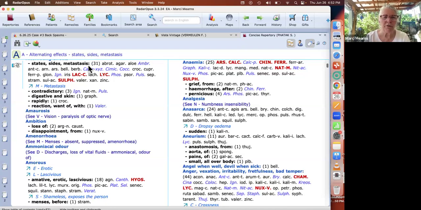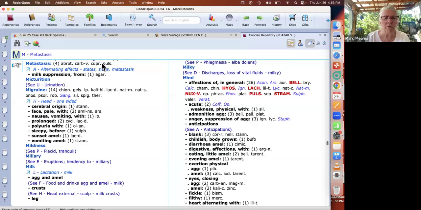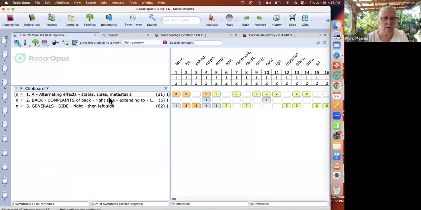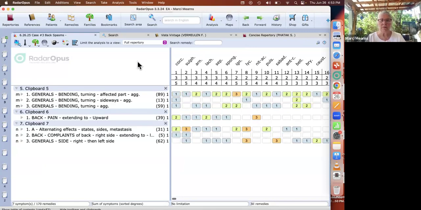Alternating effects, alternating states, alternating sides, metastasis. So it jumps around or moves around. Let's see what this one says, metastasis. Oh, it's too small to be of any use, but alternating effects is kind of nice, isn't it? Yeah, so I wanted you to see that. I took that one and of course I combined it with everything else for the jumping back and forth. And here, of course, we would expect Lac caninum, Lycopodium, all the usual suspects are here, aren't there? Okay, for the going from side to side. So here are those modalities. Huh, look at that.